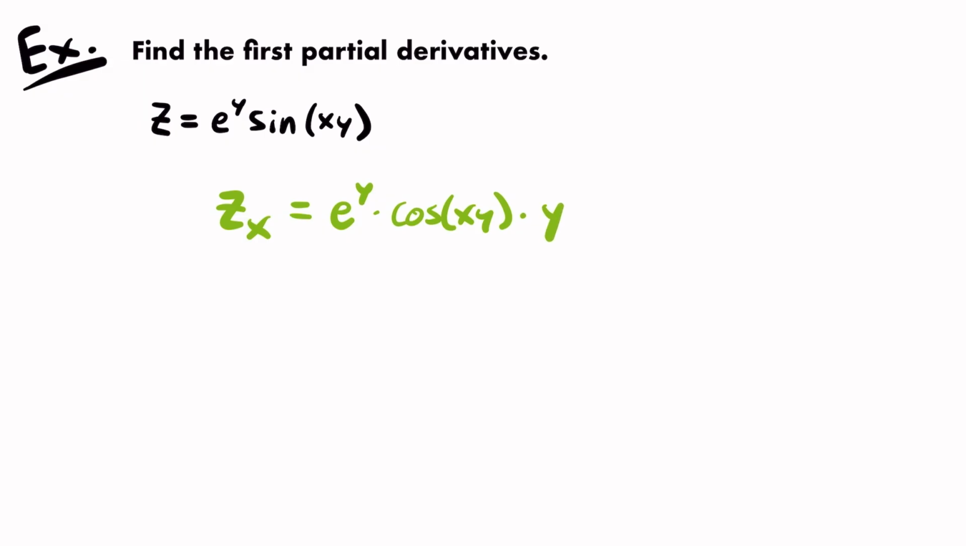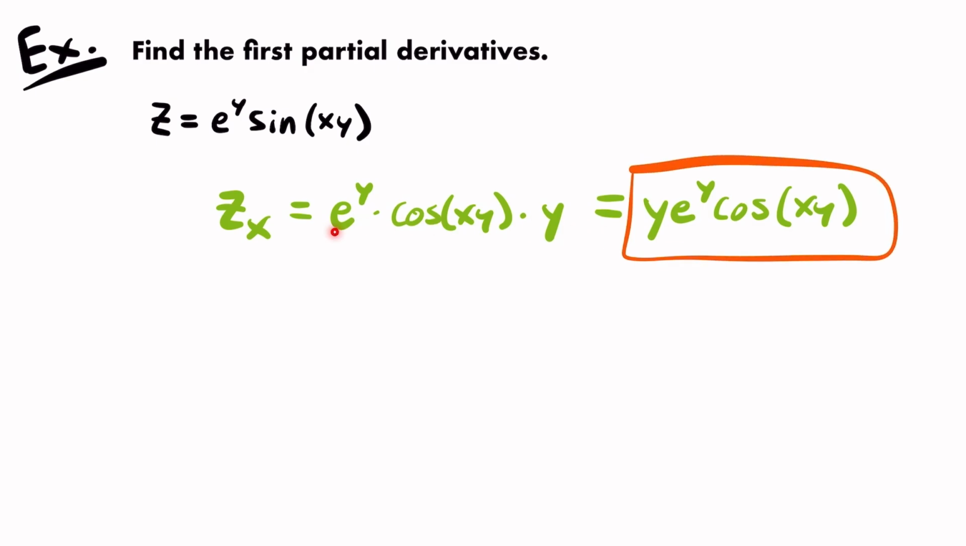Okay, and then just rewriting that answer to look a little bit nicer, we have found that zx, or the partial with respect to x, is y times e to the power of y times cosine of xy. I just reordered the multiplication to look a little bit nicer. But then, let's find the partial with respect to y. So that would be z sub y. And in this case, we do need to use the product rule because we have a product of two functions that both involve y. e to the power of y times sine of xy.